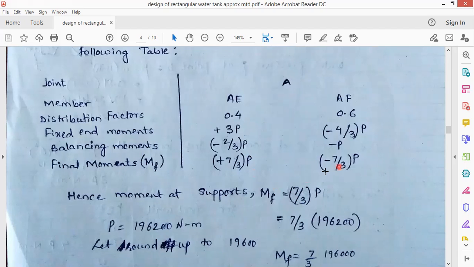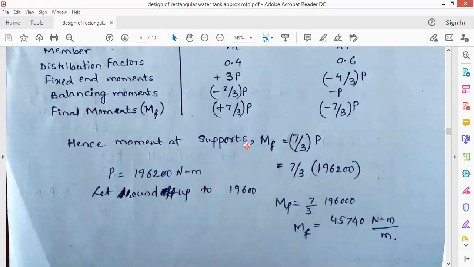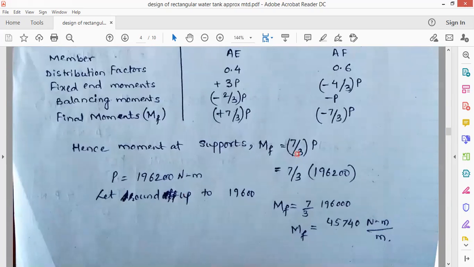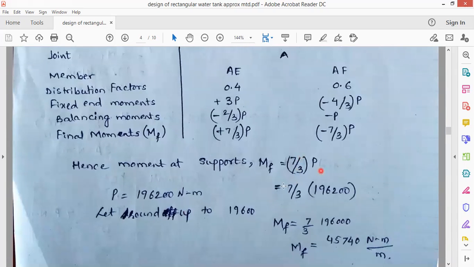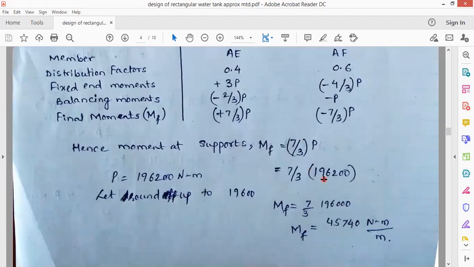So you can follow this method, or whatever method you have followed to calculate the fixed end moment, and use that. But finally what we need is the moment at the support. So here I have obtained this as 7 by 3p. So P is 1,96,200, or it is 196.2 kilonewton meter. So I will obtain now MF is equal to 7 by 3 into this. So MF is equal to 45,740 Newton meter per meter span.